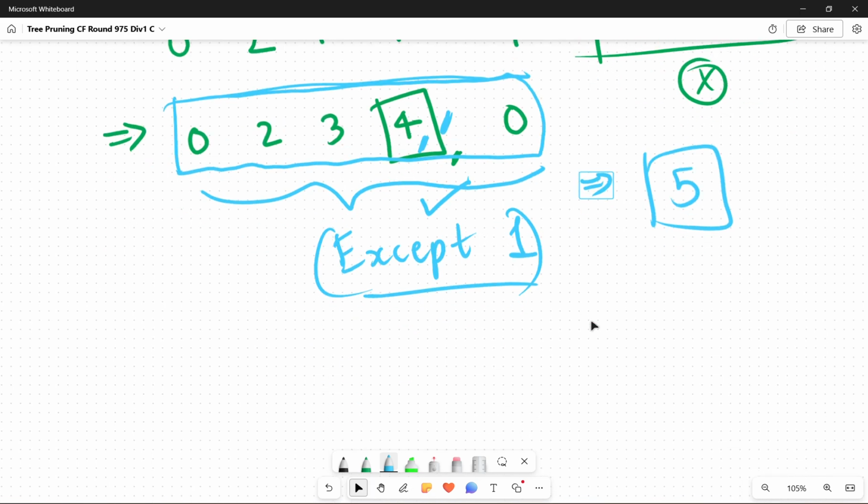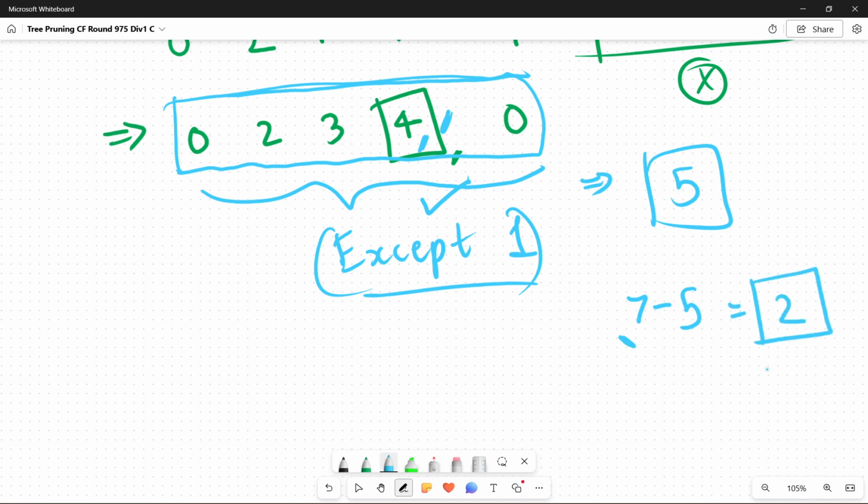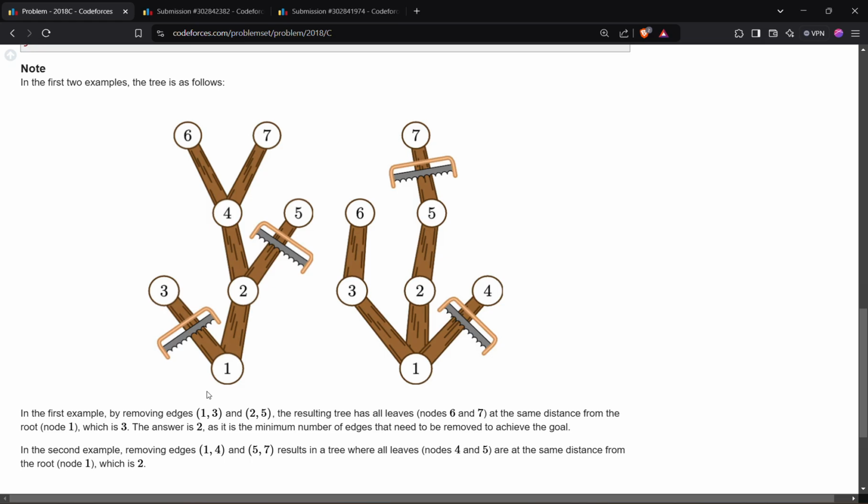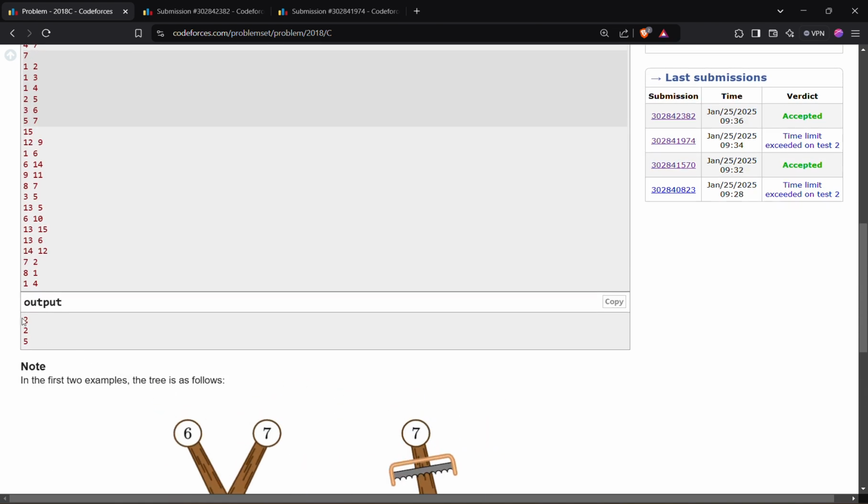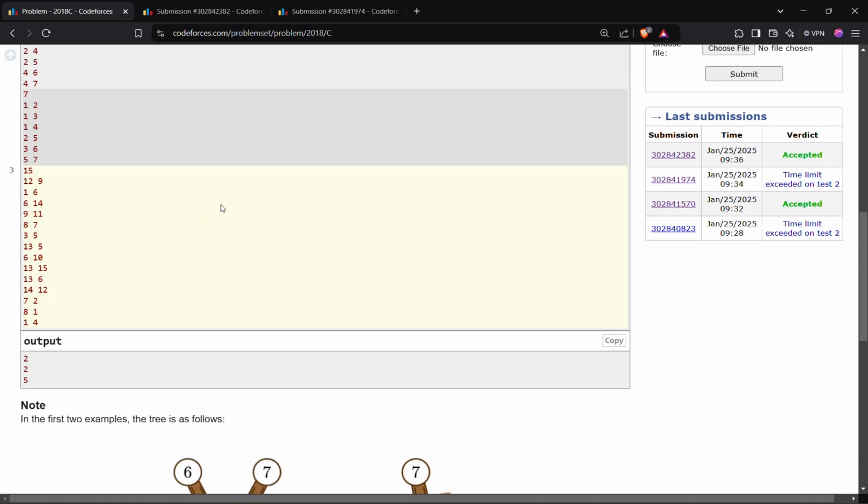So if it is 5, then I have to remove 7 minus 5, because 7 is the number of nodes in the tree. I have to remove 7 minus 5 equal to 2 nodes. So the answer is going to be 2 for this test case.